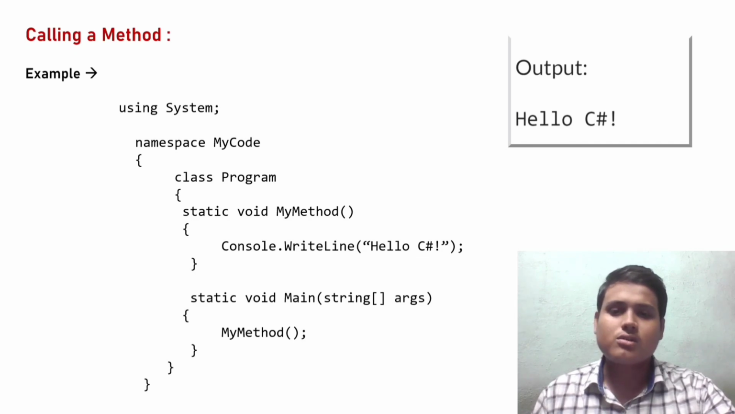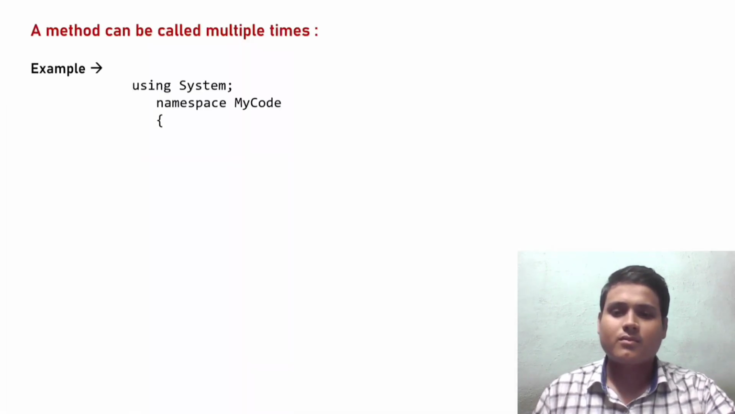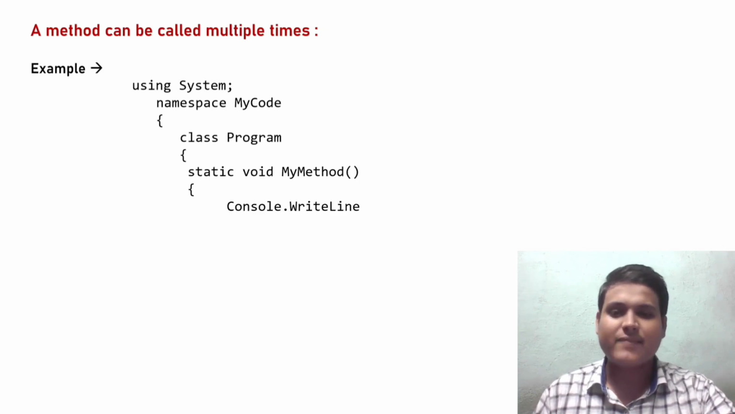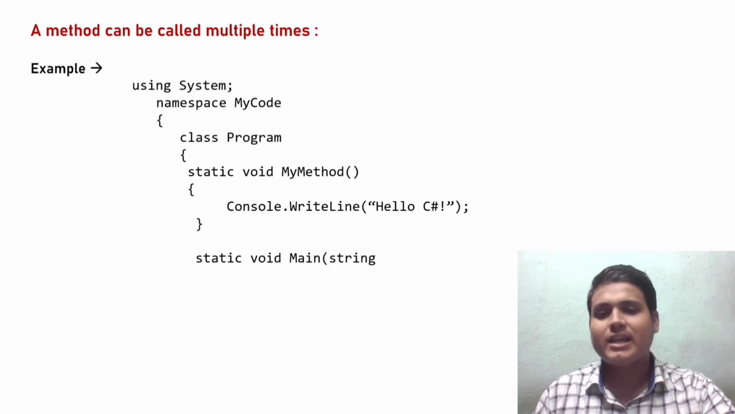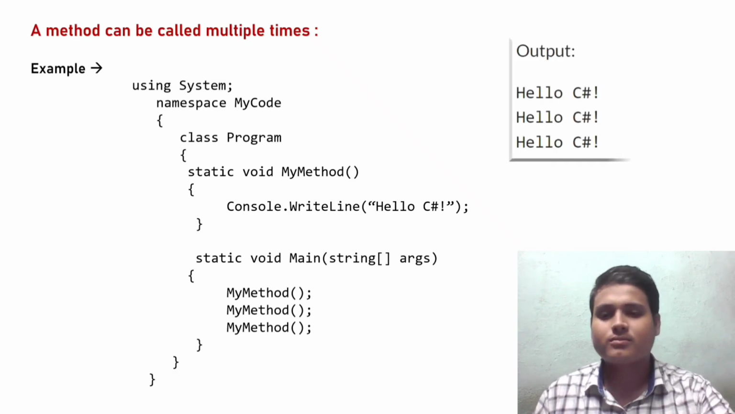And we can also call the same method multiple times. Here we are calling the same method 3 times, which will result in printing the Hello C# statement 3 times. And here is the output.